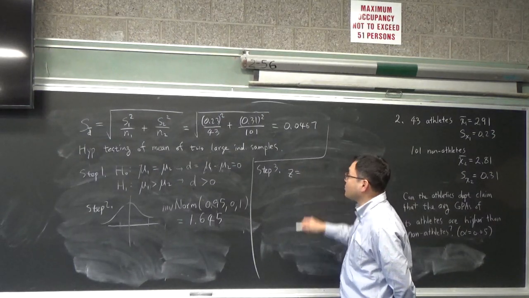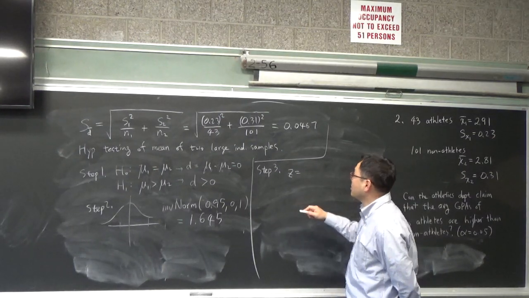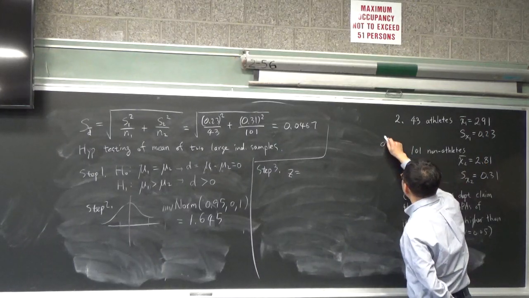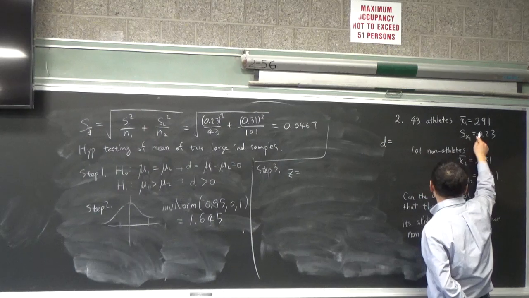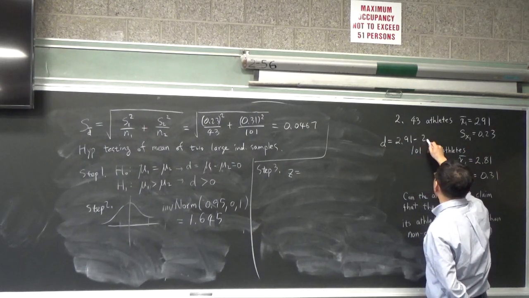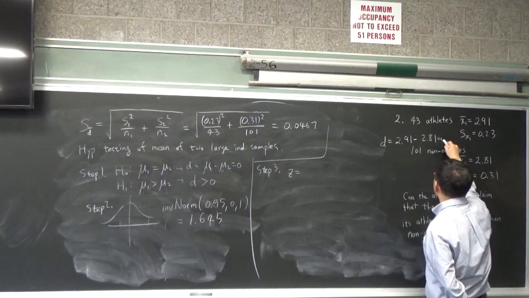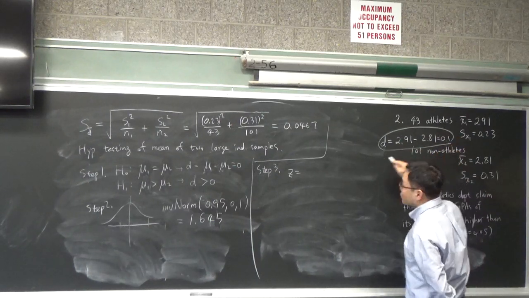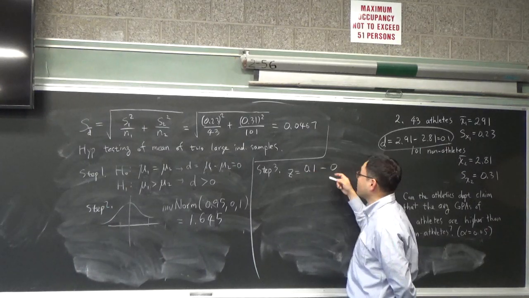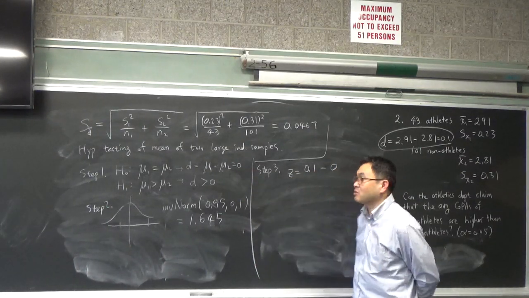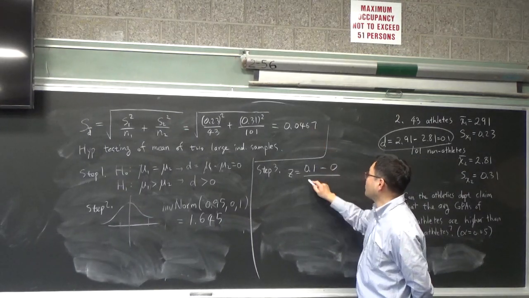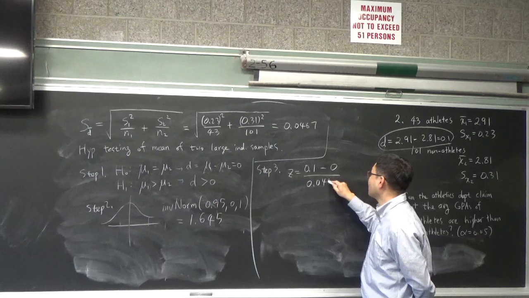Now your test statistic is the actual difference that we know. So what is D here? D from the sample here is 2.91 minus 2.81, which is 0.1. Okay, so that's what we get for the top. Well, it's really 0.1 minus 0 because that's the assumption in the hypothesis. Divided by this value, 0.0467.